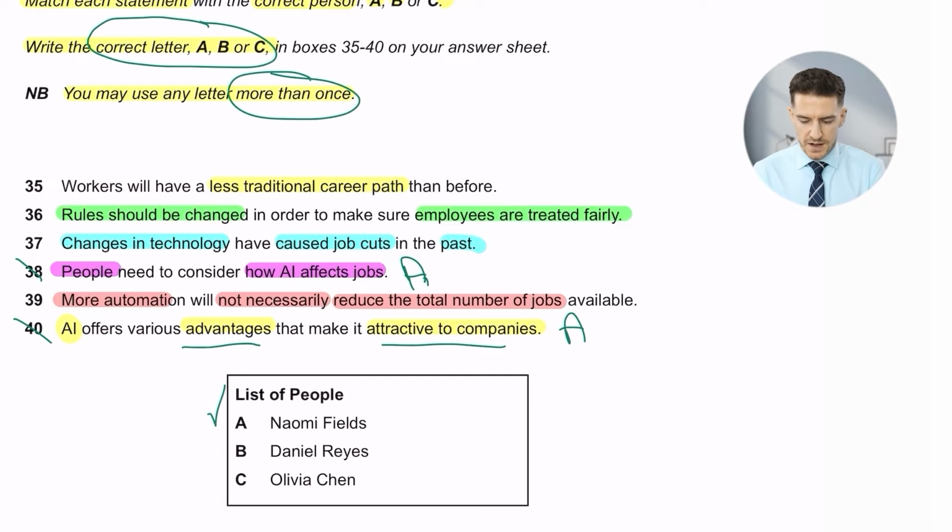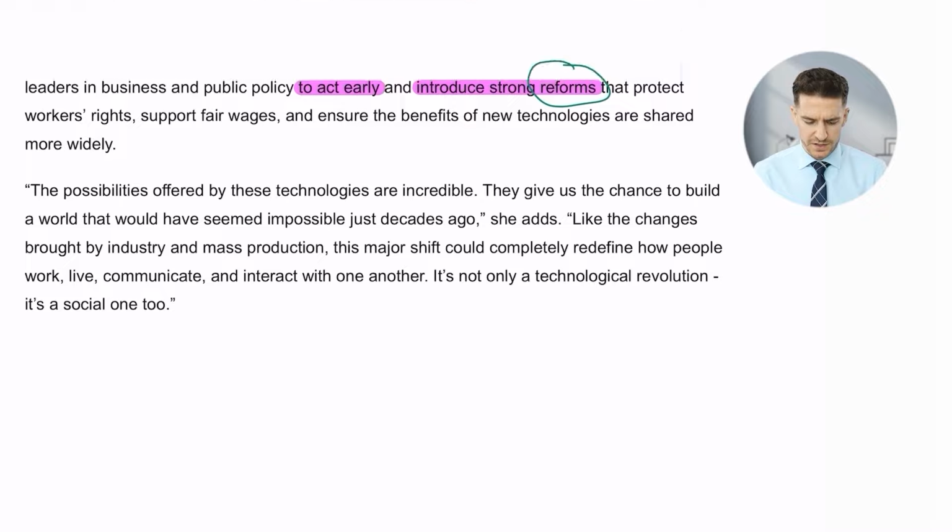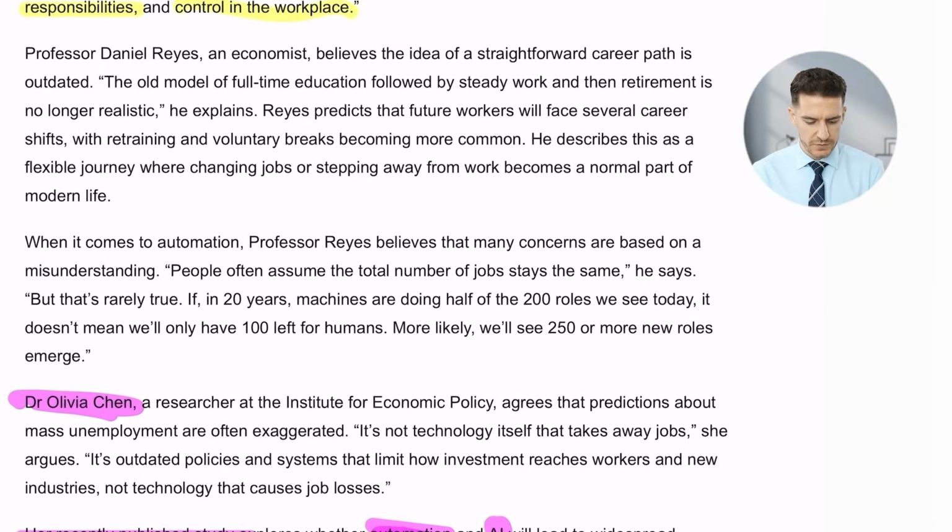So let's go back up and we'll see if we can find where he was. I believe he was on the second page. There we go. Okay, Daniel Reyes. An economist believes the idea of a straightforward career path. Okay, that could be something about, I think it was the first one, which talked about not having a traditional career path, something like that. So the old model is no longer realistic, okay?